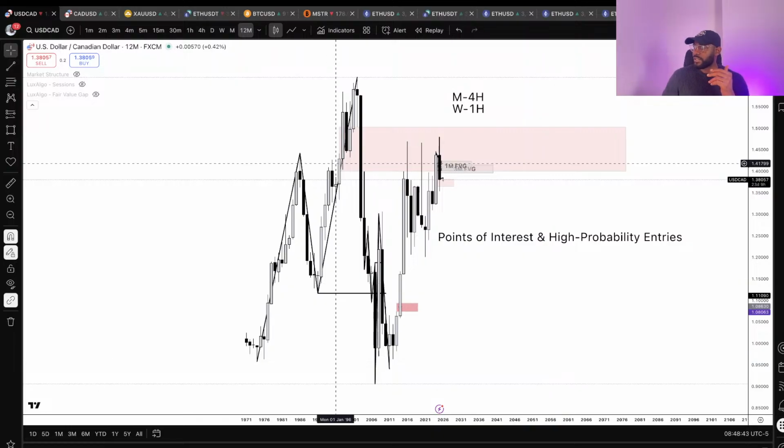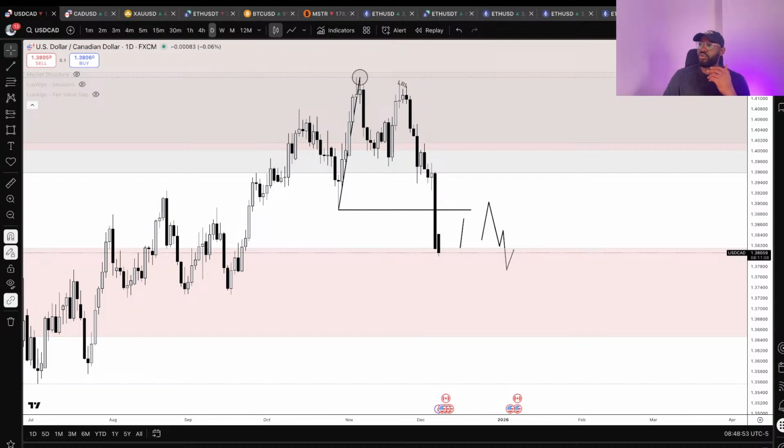So this is what continuation structure looks like. When you're already long-term bullish, all you're looking for is for price to come to a specific point of interest and then show you a significant break of structure like the daily for that continuation, so you can continue to trade with that long-term trend.